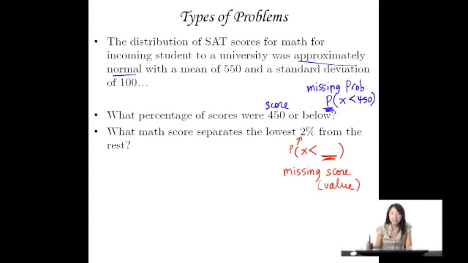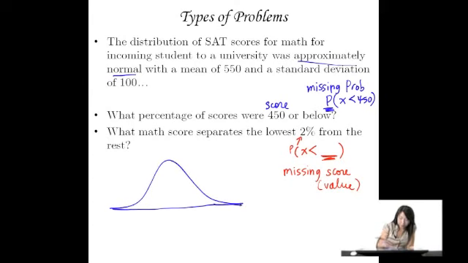All right, so now let's try to solve these two problems just by using the empirical rule. So what percentage of scores were 450 or below? Well, it helps to sketch out a normal distribution first. Here's 550, that's the mean, the point of symmetry. And 450 really is just one standard deviation away, which is 100, right? So the distance is 100.